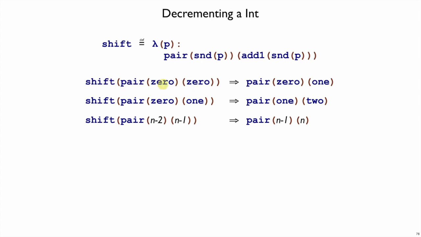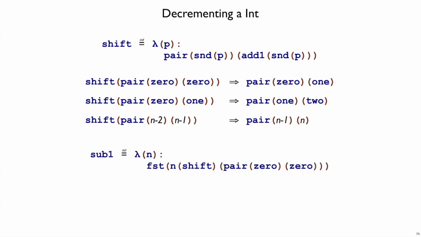So if we start out at 0, 0 and we shift it once, then we get to 0, 1. If we shift that again, we get to 1, 2. And in general, when we shift a pair n minus 2, n minus 1, we get to pair n minus 1, n. And so that means if we start out with 0, 0, and we apply shift n times, that means we will end up with n minus 1 and n, so we just want the n minus 1 part there. You could apply sub1 to 2 and make sure that you get a 1 back to double check. And of course, using the same trick that we used to get from add1 to addition, you can go from sub1 to subtraction.